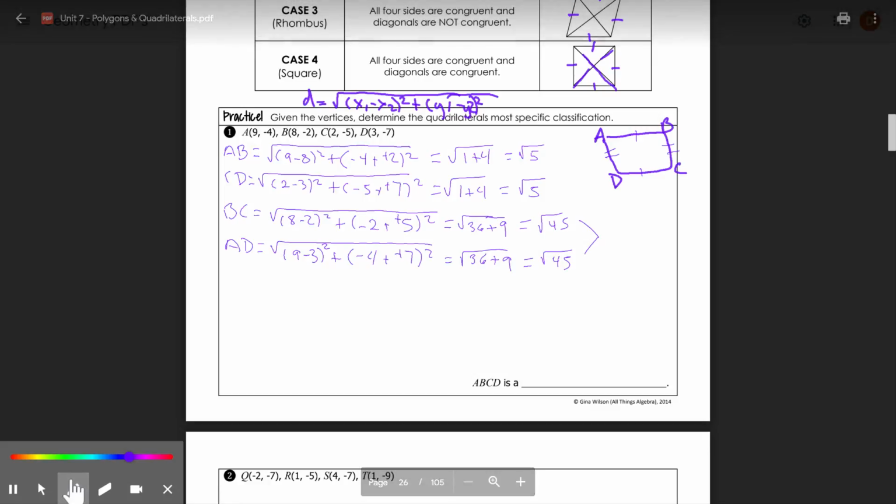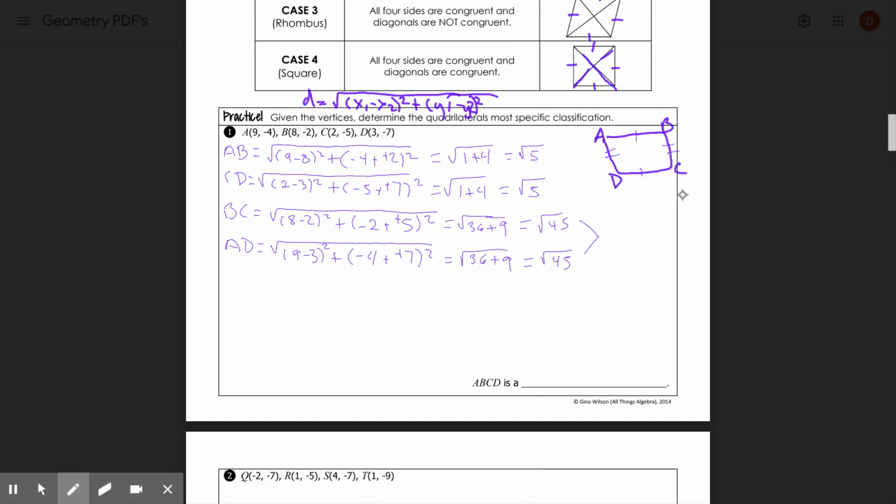So if we check the diagonals, then that would be AC, that would be the first one, or one of them. AC would be 9 minus 2 squared plus -4 minus -5 squared. So 9 minus 2 is 7. 7 squared is 49. And then -4 minus -5 is the same as 1. And that would be the square root of 50.